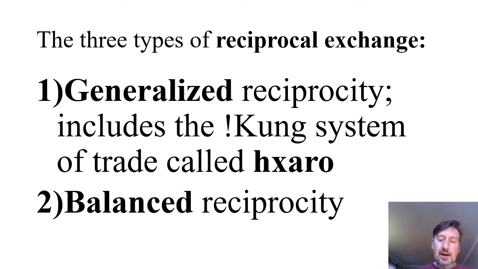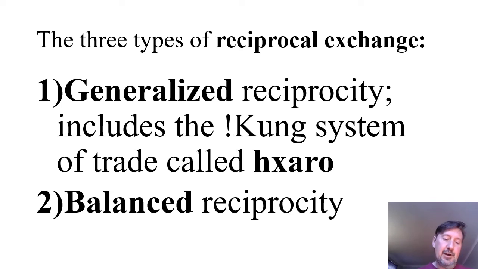Generalized reciprocity often takes the form of long-term trade partnerships between individuals or groups. Cronk, in his chapter, writes of the Kong system of trade called Huxaro, where people form trading relationships, taking turns, giving things to each other over many years.